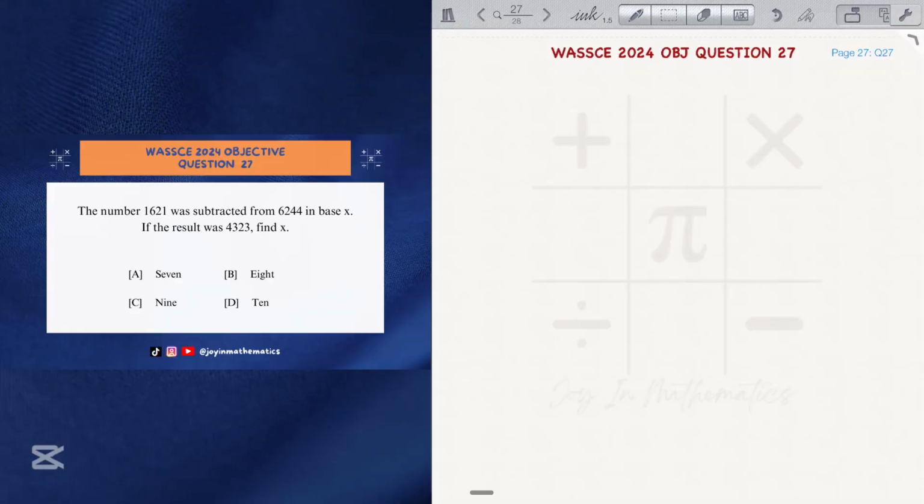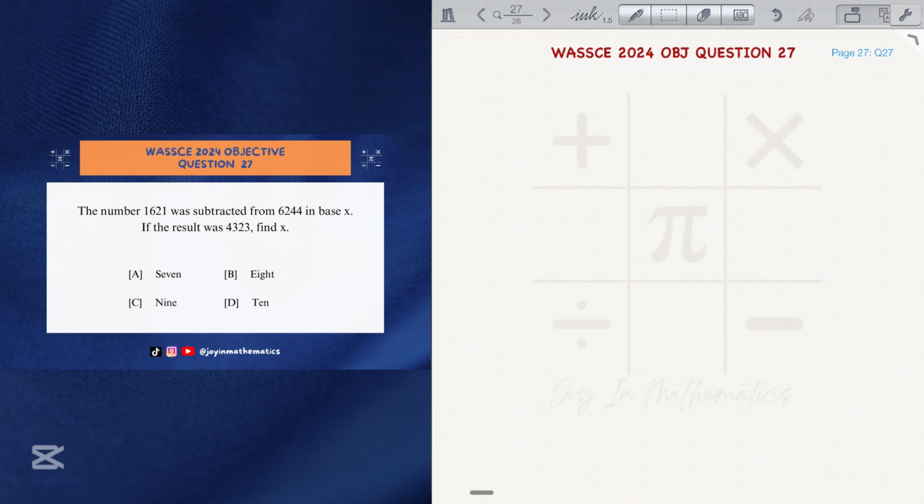Now let's proceed on, and we have WASSCE 2024 objective question 27. The question says the number 1621 was subtracted from 6244 in base x. If the result was 4327, we should find x.